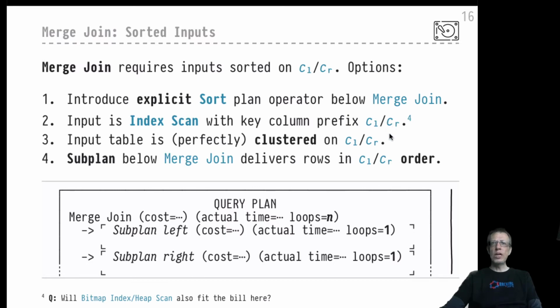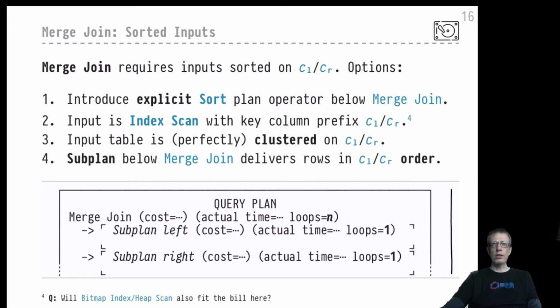The input table itself may be clustered according to an index that is organized on the CL or CR column. So maybe the system knows that the heap files of the tables themselves are ordered. Then this, of course, would also be an acceptable order that can flow into the merge join. Of course, the ordering would have to be perfect. Okay, only then will the synchronized lockstep movement of the pointers in the left and right input function correctly.